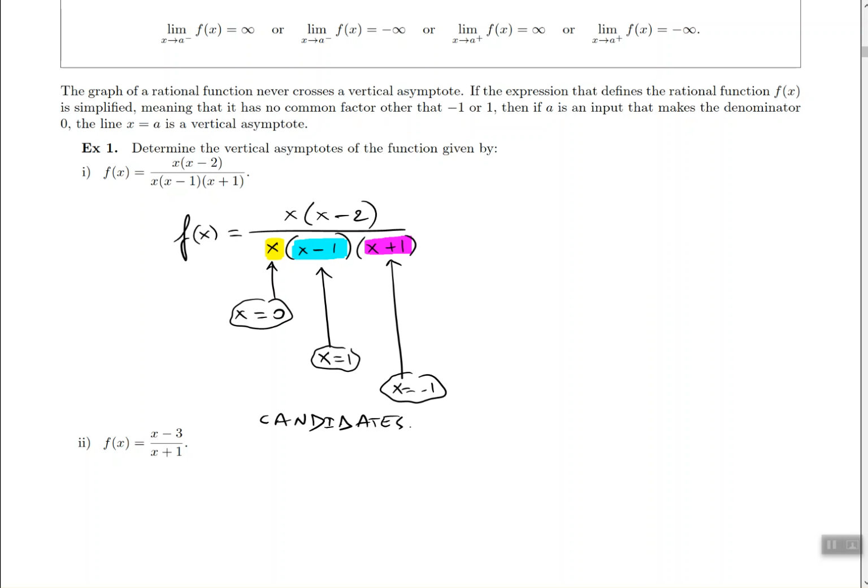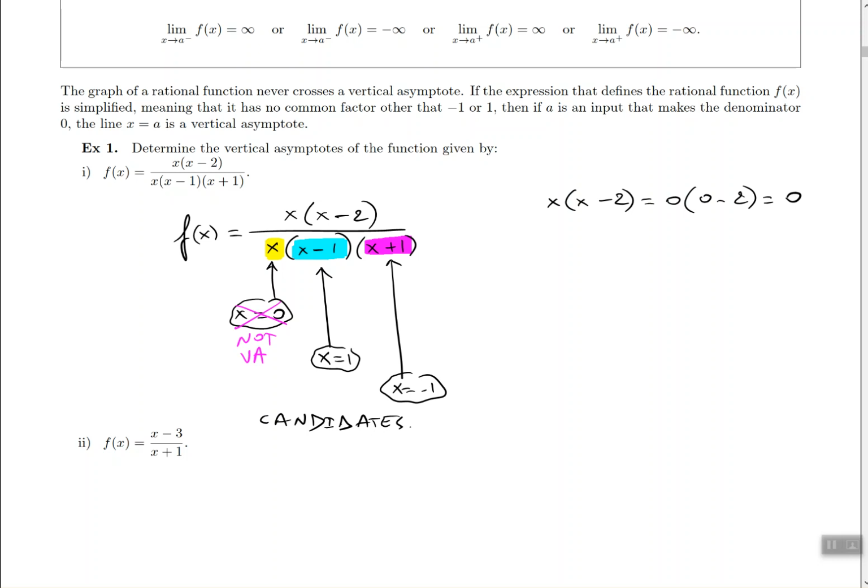So how do you know if the place has a VA or not? Take the number and put it into the numerator and see if the numerator becomes 0. For example, the numerator is x minus 2. What number does it take if you plug in 0? If you plug in 0, it becomes 0 times 0 minus 2, which is 0 at the end. So the 0 gave us also a 0 on the numerator, so this is kind of bad. This is not a VA.